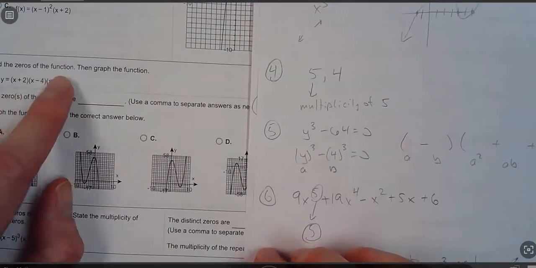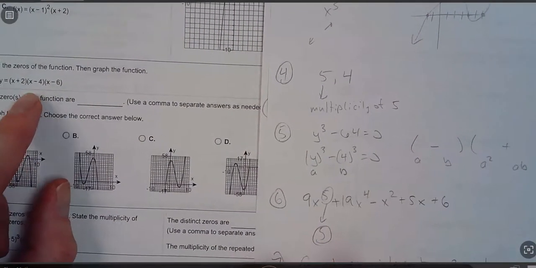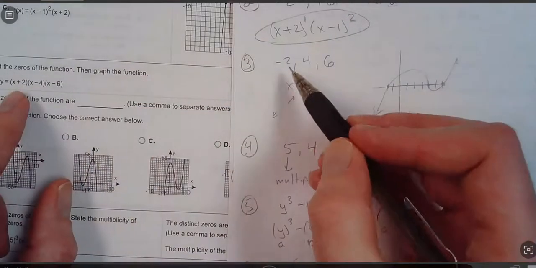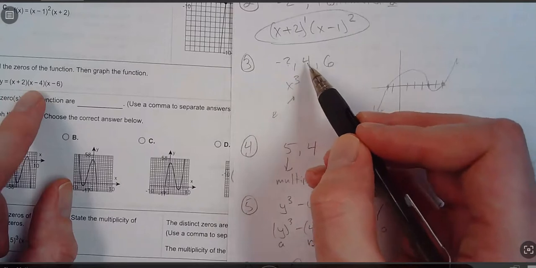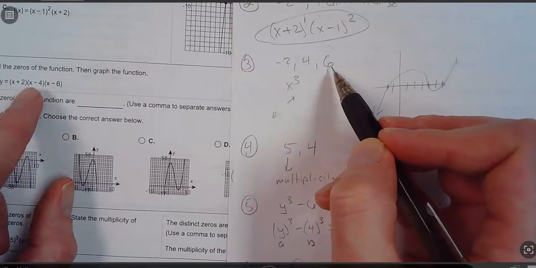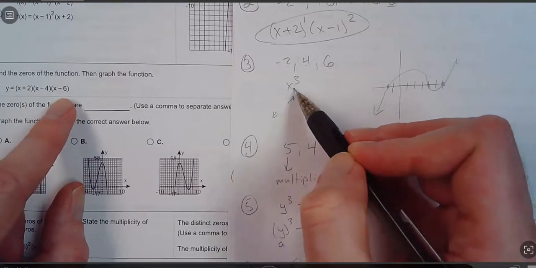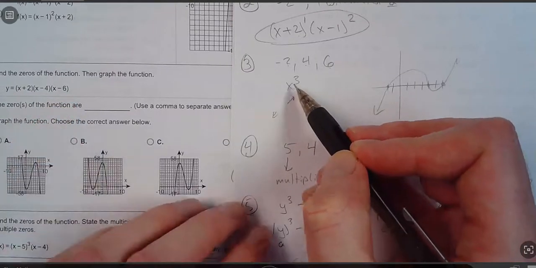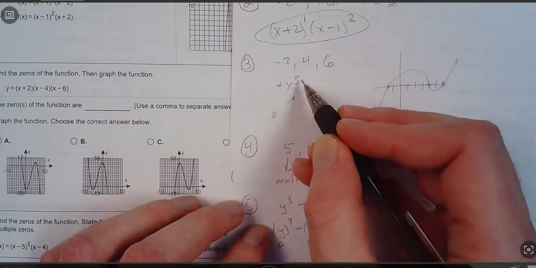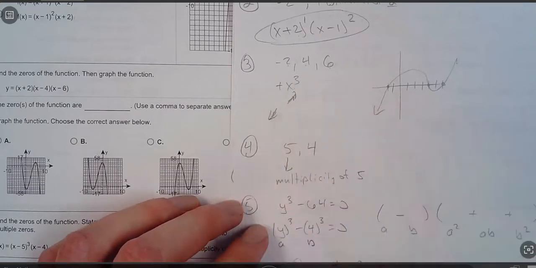Number 3, find the zeros of the function. Then graph the function. Well, x plus 2 means negative 2, x minus 4 means positive 4, x minus 6 means positive 6. If I were to multiply those together, it'd be an x cubed. So that's odd and positive. Odd means opposite, positive, think positive slope. So this is going up to the right, down to the left.